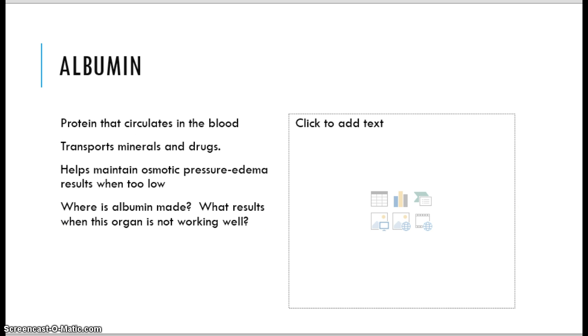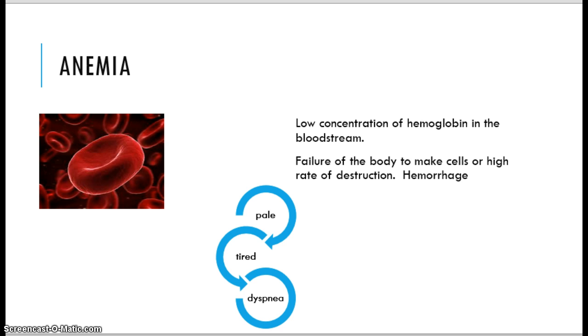Albumin is a protein that circulates in the blood. We know that albumin is that protein that transports minerals and drugs throughout the body, so it's kind of like a taxi cab. It helps maintain osmotic pressure in the body, and without enough albumin, we can see edema because the fluid seeps out through osmosis into the interstitial space, causing that edema. And then we know that albumin is made in the liver, and when you have a patient with cirrhosis of the liver or other liver conditions, we can see low albumin levels in the patient.